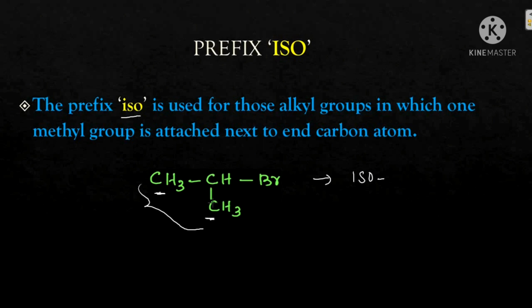1, 2, 3. So 3. That means propane. The parent alkane is propane. So what could be the corresponding alkyl group, students? It is propyl, P-R-O-P-Y-L, propyl bromide. So this is the name of the compound, isopropyl bromide.